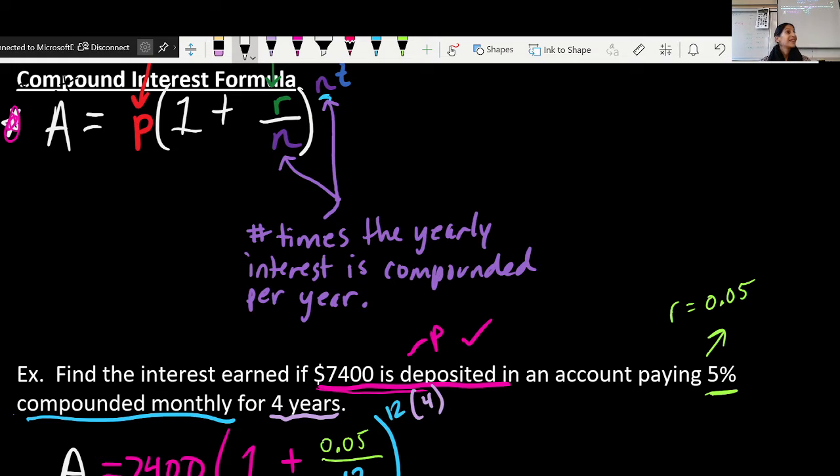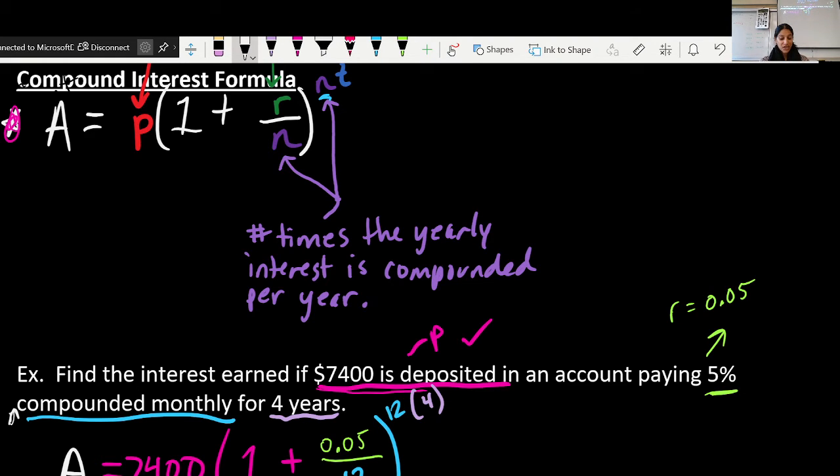So, Ashan? The 12 is because here it says it's compounded monthly, and we know that we're interested in how many times it's compounded in a year. So if it's monthly, we know it's 12 times a year. Good question. Good?